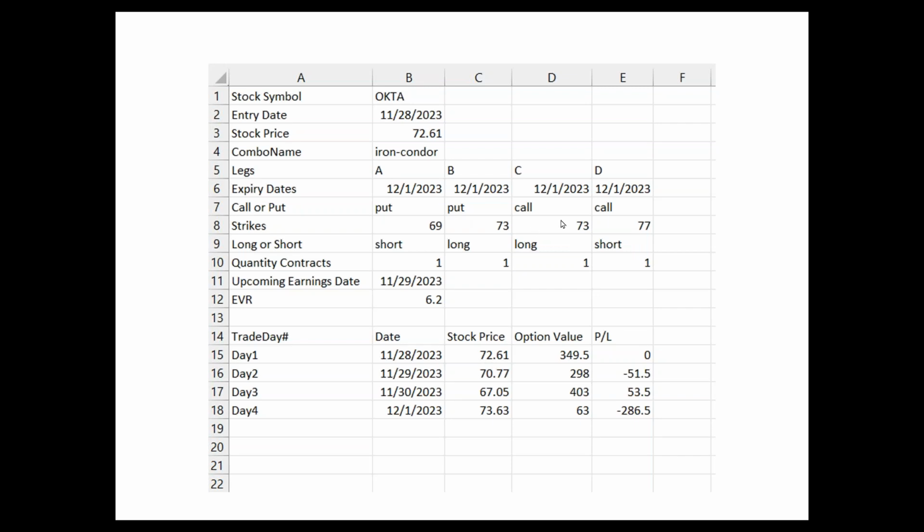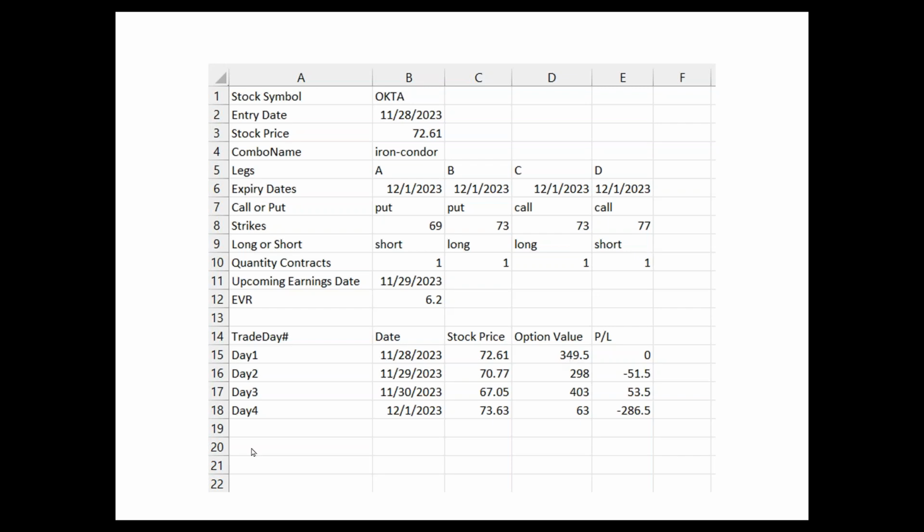We went long the 73 put, we went long the 73 call, and then we sold that strangle. So here is the short put, the 69 short put out of the money, and then out of the money on the upside from 73, we sold the 77 call. The net difference was the debit of the straddle minus the credit of the strangle. Our net debit was $349.50.